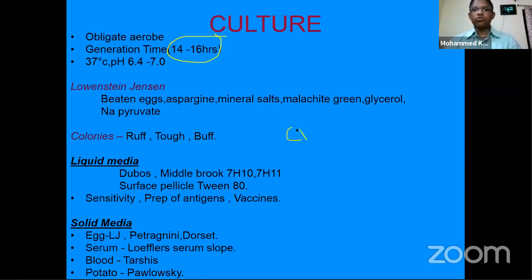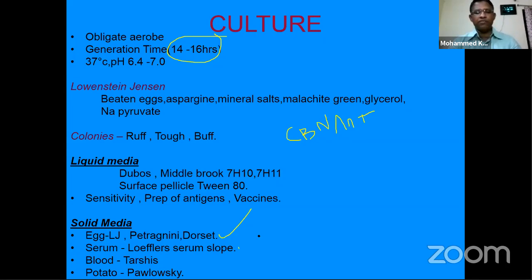I think most of the students know about this. Cartridge-based nucleic acid amplification test. But it's also called Gene Xpert, which is done free of cost all over India. It's government authorized.